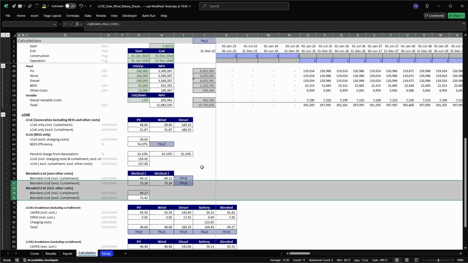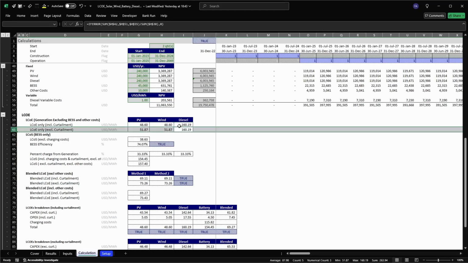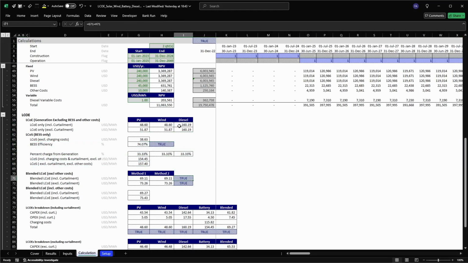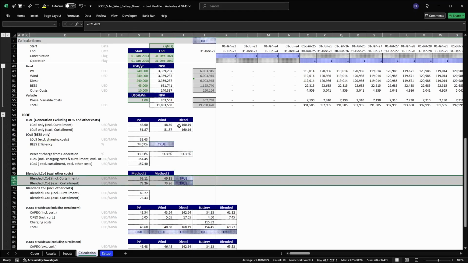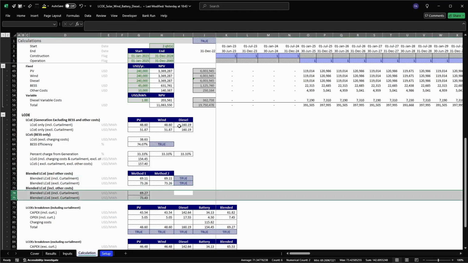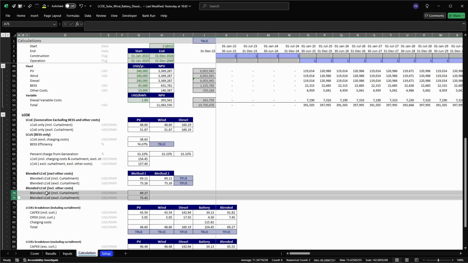So let's recap where we are right now. So first, I calculate individual LCOEs for each one of the technologies, including and excluding the curtailment. Then I calculate the LCOS, including and excluding the charging costs. Then I calculated the blended LCOE, including and excluding the charging costs and excluding the other costs of my methodology. And now I calculate the blended LCOE, including all the costs, basically, right? But again, I make the distinction between including and excluding curtailment.